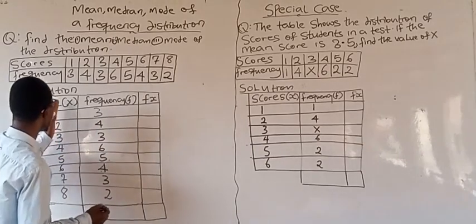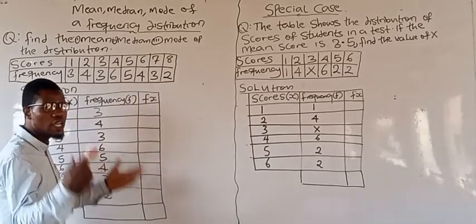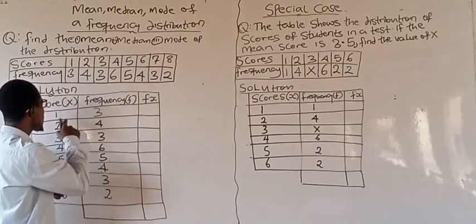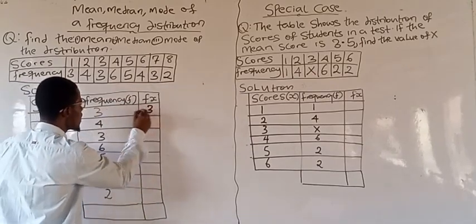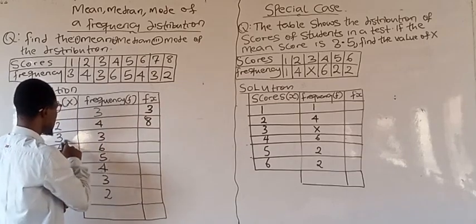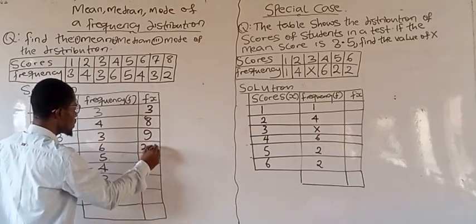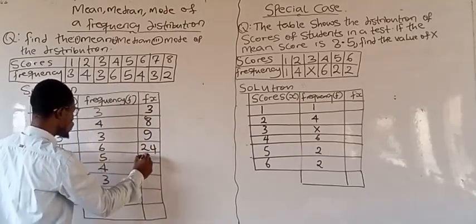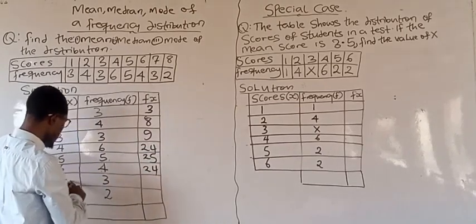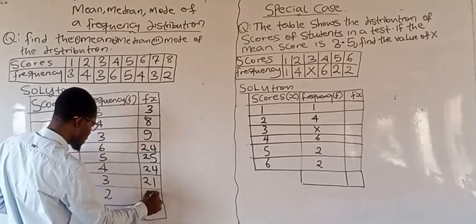So in this table, I've arranged the scores given to me and the frequency. The next column is fx. So how do I get my fx? I have to multiply my x by the frequency. So 1 multiplied by 3 will give me 3. 2 multiplied by 4 will give me 8. 3 multiplied by 3 will give me 9. 4 multiplied by 6 will give me 24. 5 multiplied by 5 will give me 25. 6 multiplied by 4 will give me 24. 7 multiplied by 3 will give me 21. 8 multiplied by 2 will give me 16.